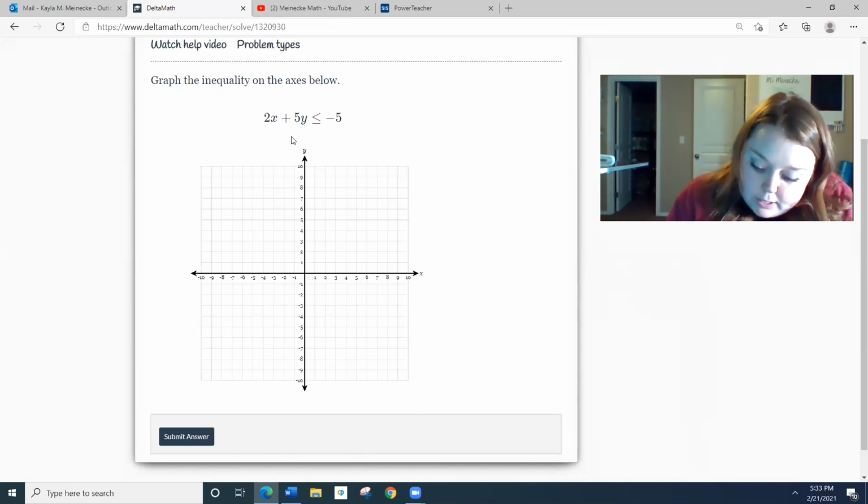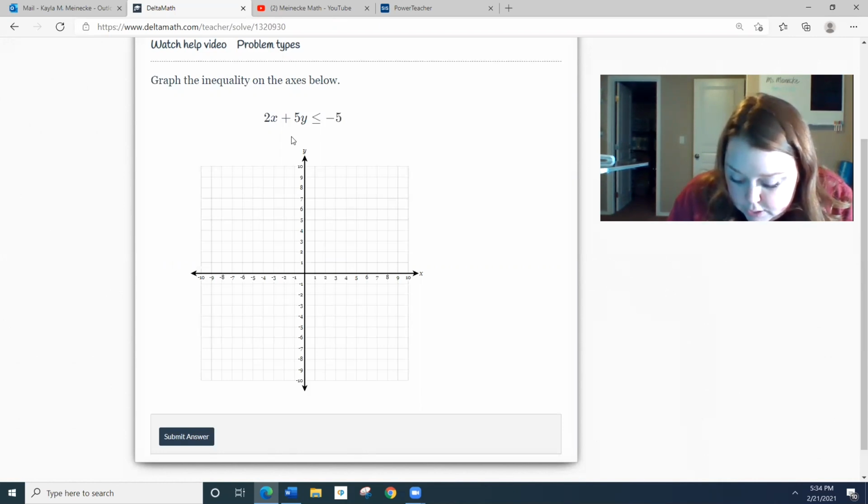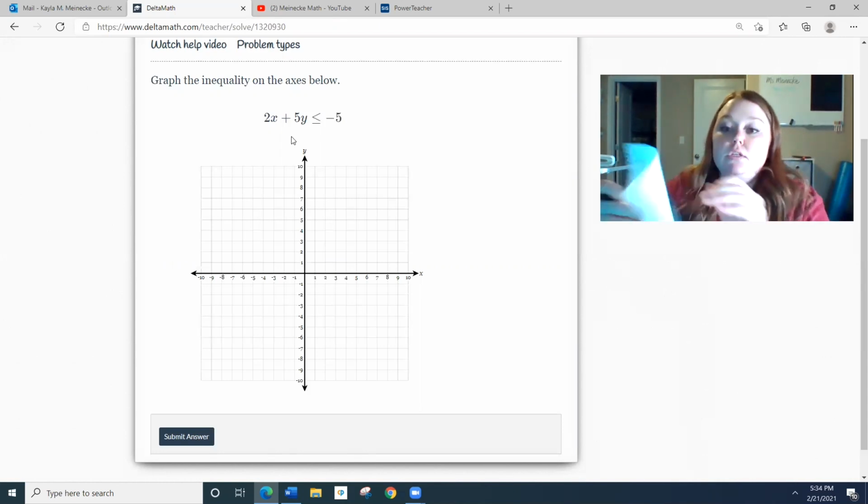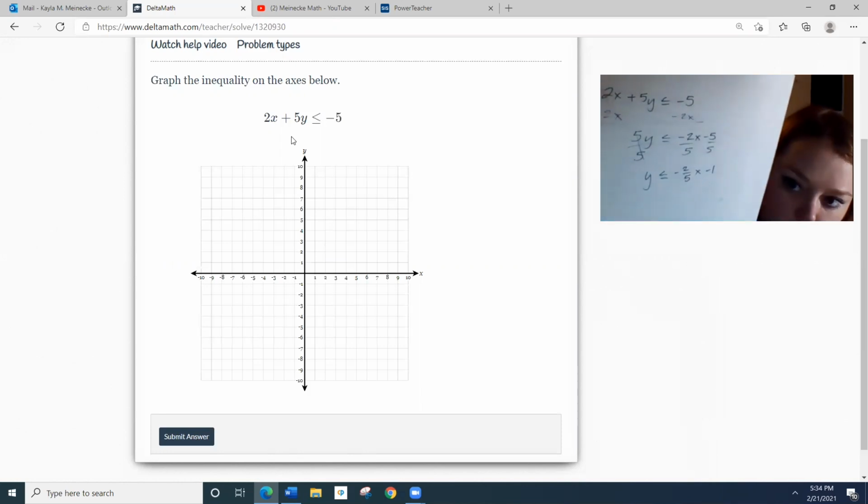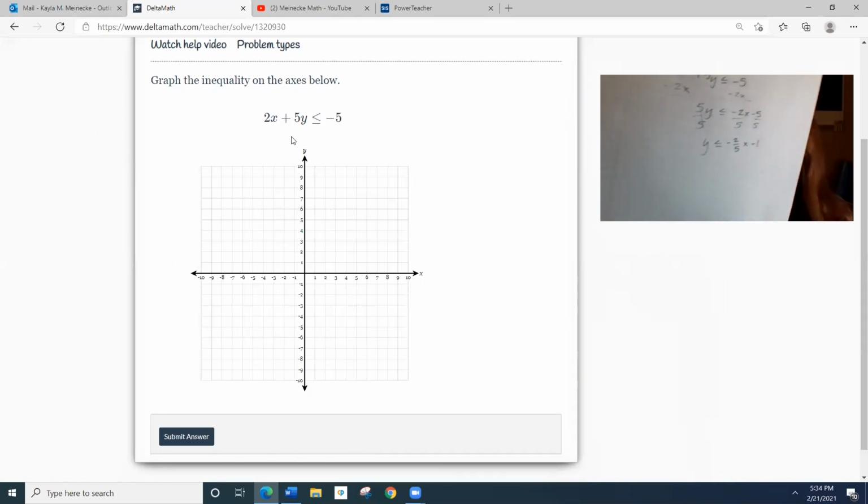So I start by getting rid of the 2x on both sides. That leaves me with 5y is less than or equal to negative 2x minus 5. Divide every single term by a positive 5, so I don't need to flip the sign here. And I'm left with y is less than or equal to negative 2/5 x minus 1. So you would get a scratch piece of paper and you would convert it off to the side.